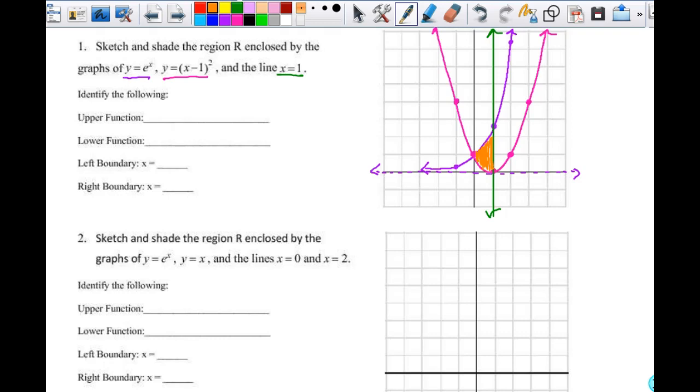And then in order to do what you need to do with it mathematically past that, you have to identify the upper function, the lower function, and the left and right boundary. That's very, very easy to do. When you look at this, the upper function here is the one that's on top of the shaded region. So that would be the y equals e to the x. The lower function would be what's on the bottom of my shaded region, which would be the y equals x minus 1 squared. Then I need the left and right boundaries of this.